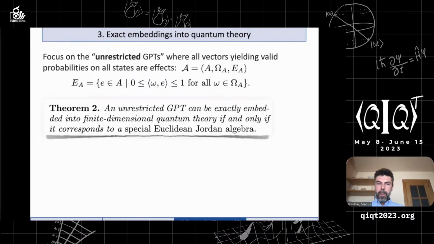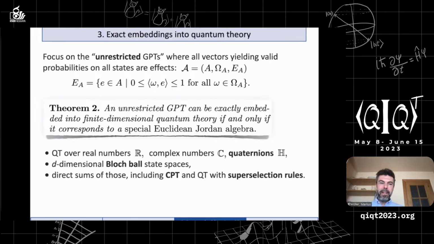Then we prove in our paper the following theorem: an unrestricted GPT can be exactly embedded into finite-dimensional quantum theory if and only if it corresponds to what's known as a special Euclidean Jordan algebra. So in less mathematical-physics jargon, these are essentially those state spaces.